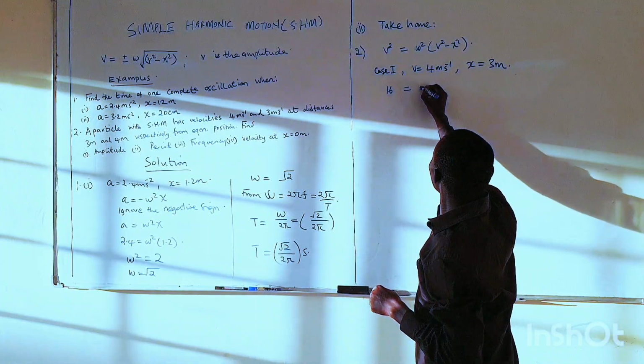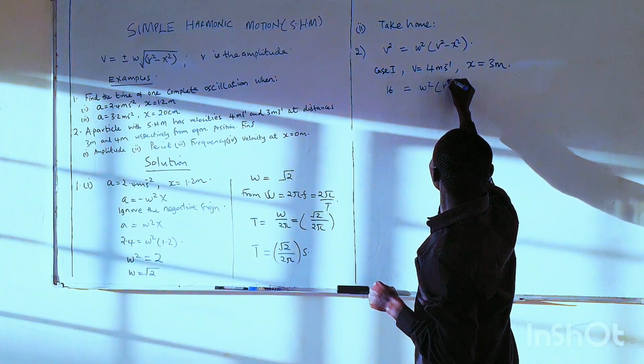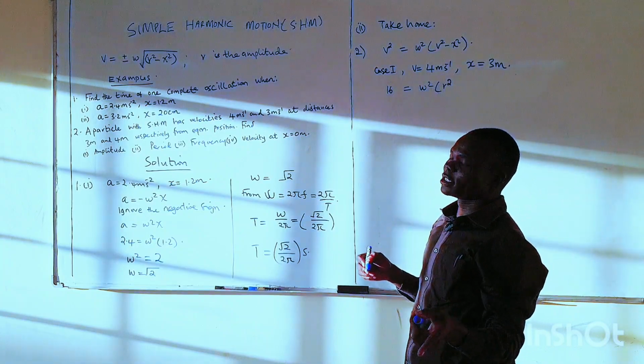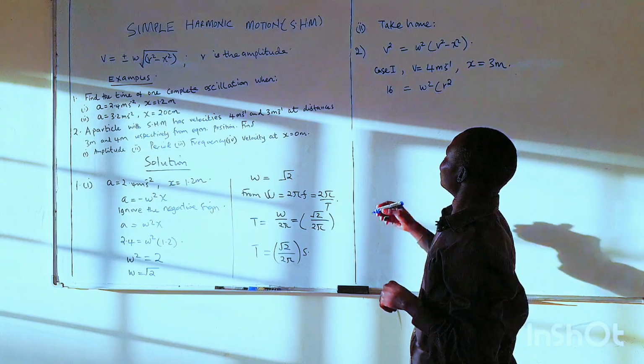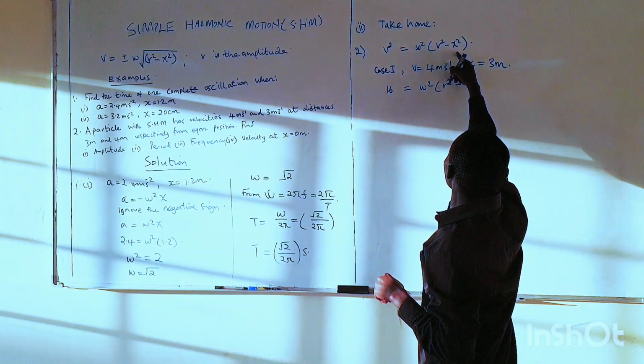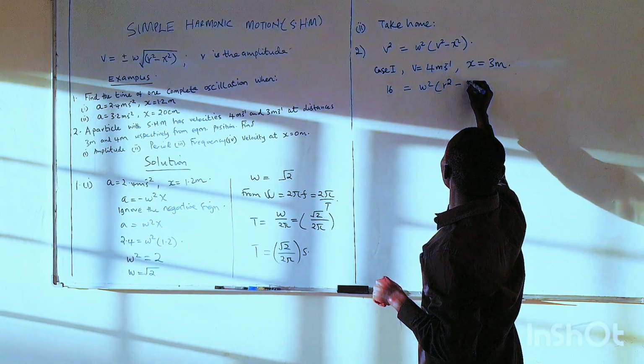This one we have omega squared. We don't know the value of amplitude yet. It is one of the questions that we should answer. Minus, we have x squared. x squared, 3 squared, we shall have 9.